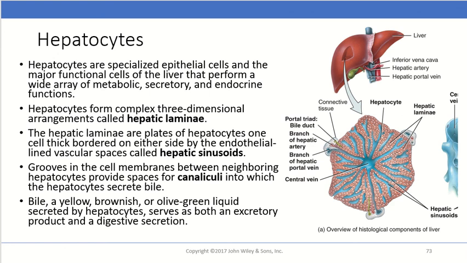Bile is a yellowish, brownish, or sort of olive-greenish liquid that's going to be secreted by those hepatocytes, and it's going to serve as both an excretory product as well as a digestive secretion. So it's kind of multifunctional there.